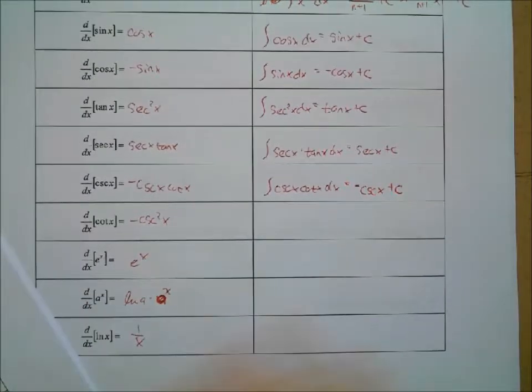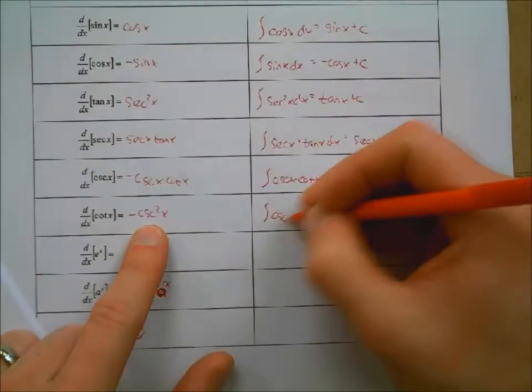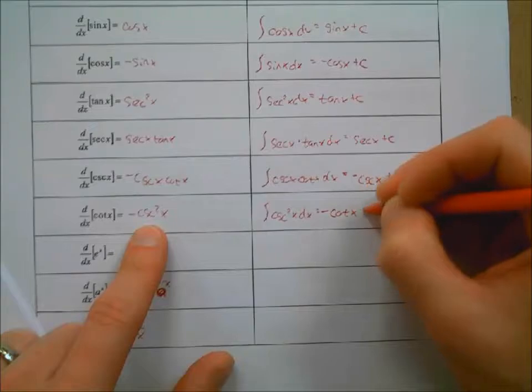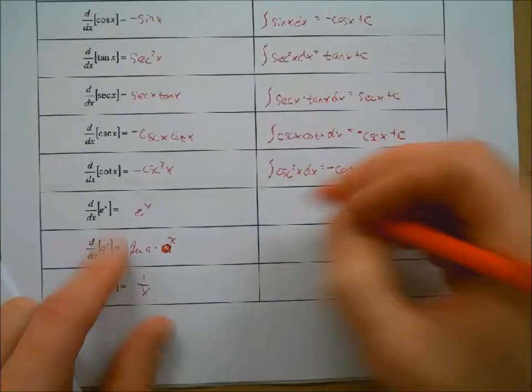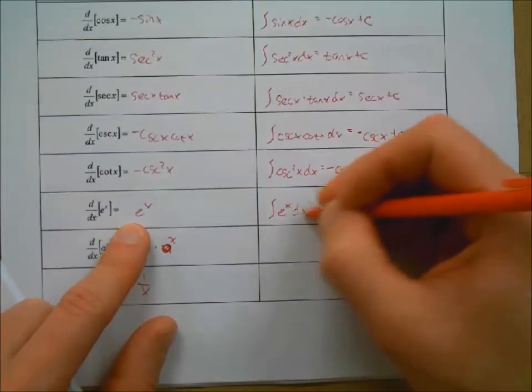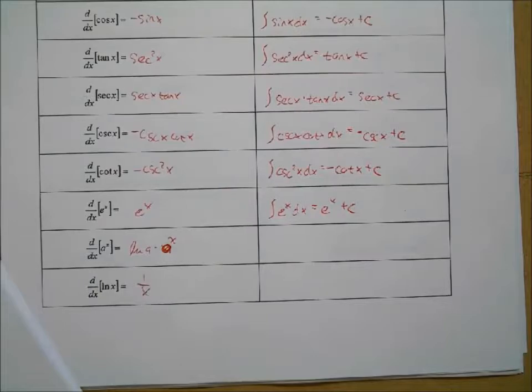And then let's see here. We'll integrate cosecant squared of x dx, which is going to be a negative cotangent of x plus c. Okay, easiest integral of our life. What's the integral of e to the x? e to the x, good old e to the x. He's really easy to integrate.